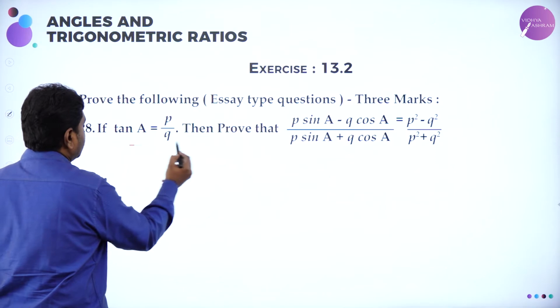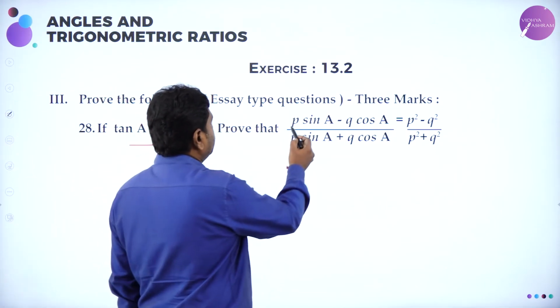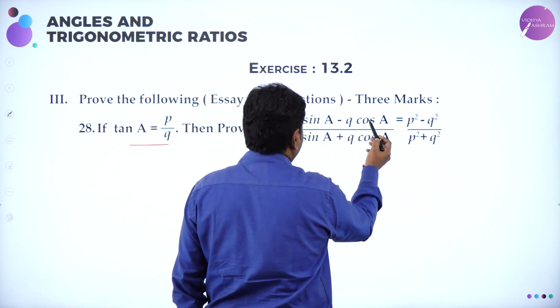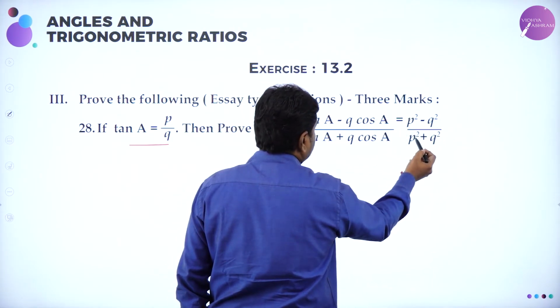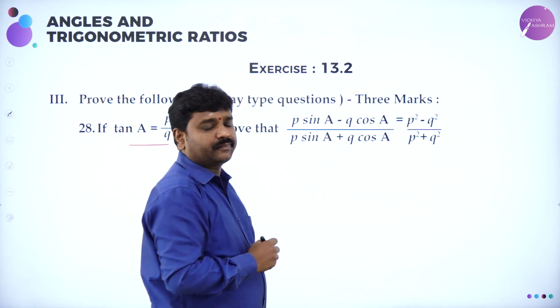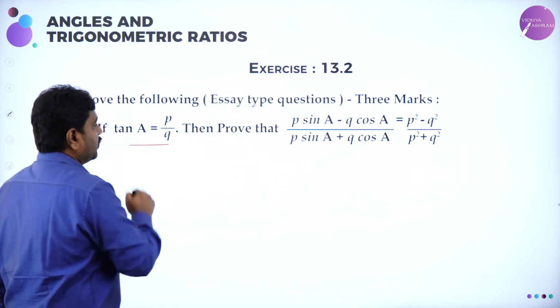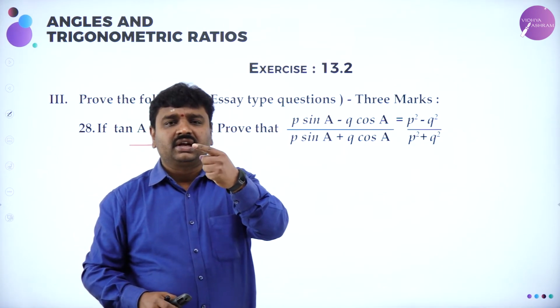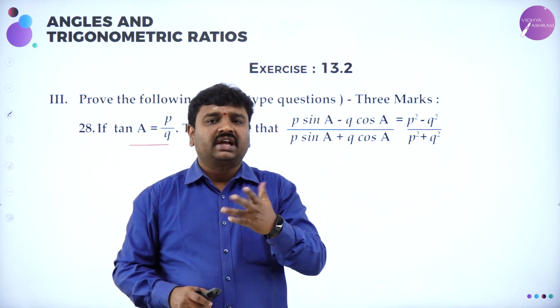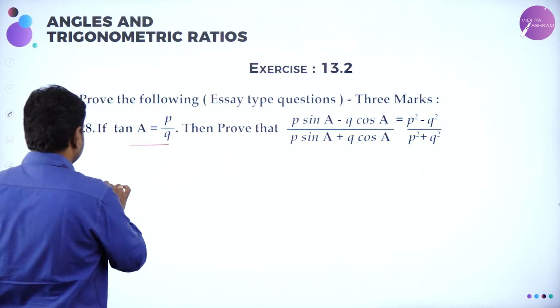If tan a is p by q, prove that (p sin a minus q cos a) by (p sin a plus q cos a) is equal to (p square minus q square) by (p square plus q square). Interesting, they gave tan a, but here we have sin and cos. How to convert sin to tan? Sin by cos is what? Tan. So what we'll do, we'll take LHS.